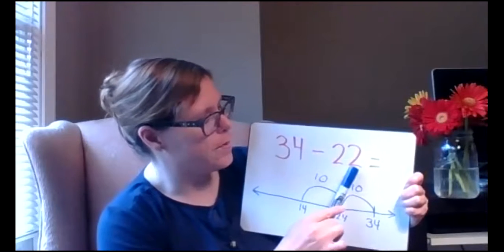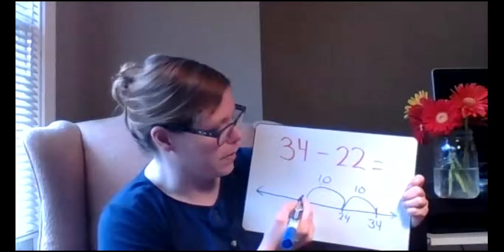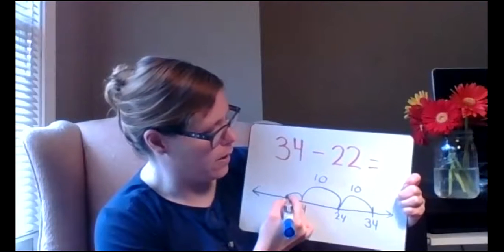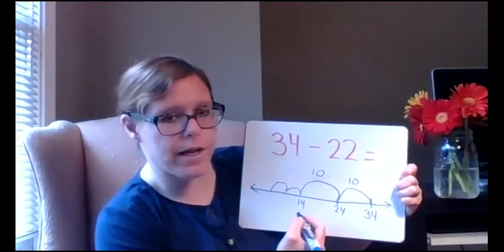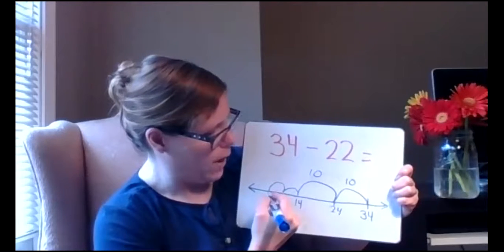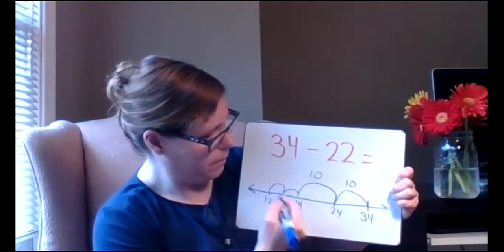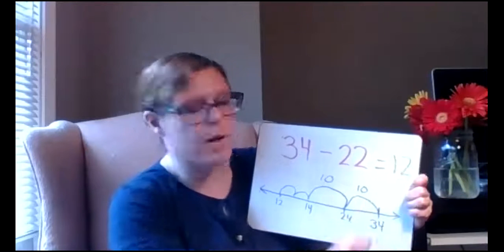So now let's look at our 1s place. We have 2 1s. That means we need to do 2 small jumps of 1. Ready? 1, 2. So let's count backwards now from 14. Ready? 13, 12. So that means our answer is 12.